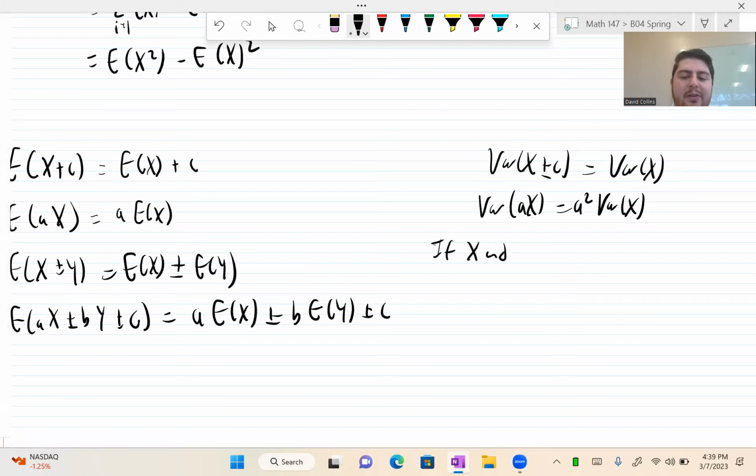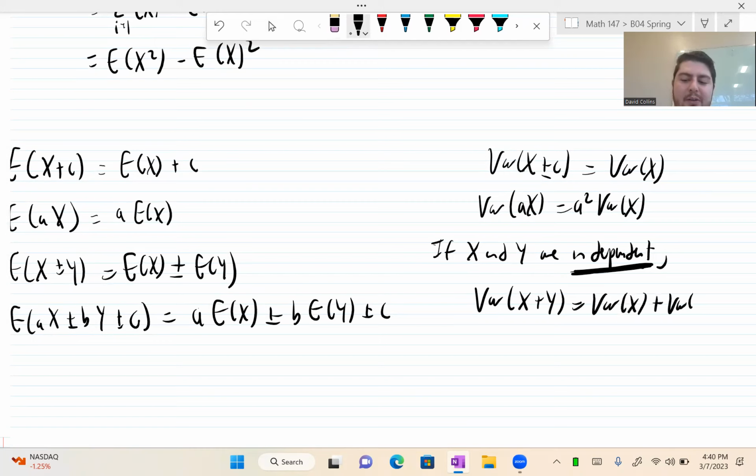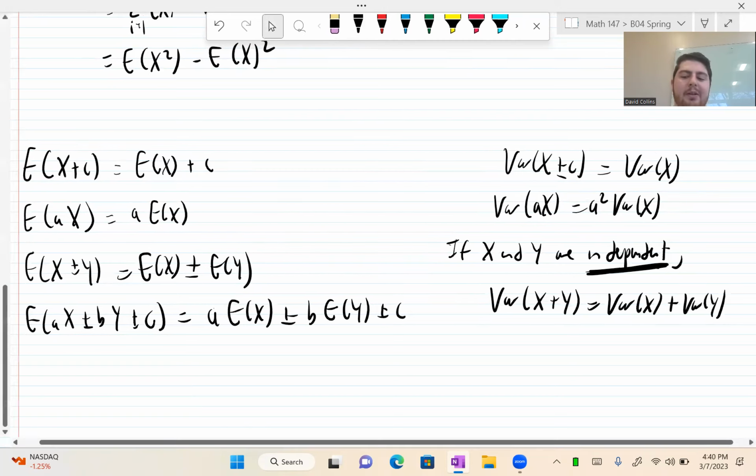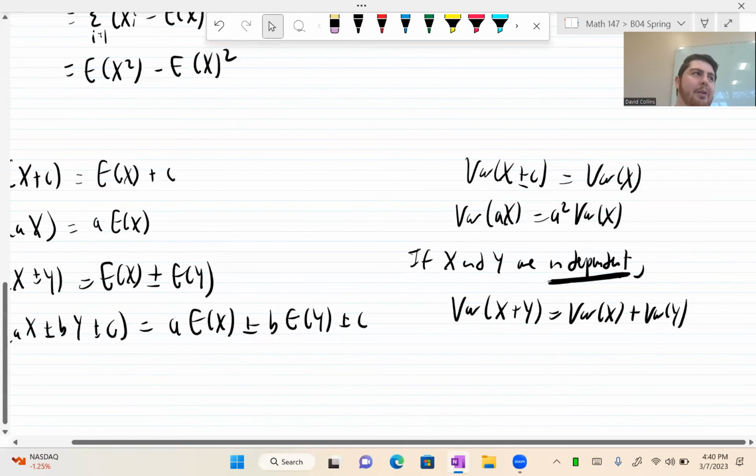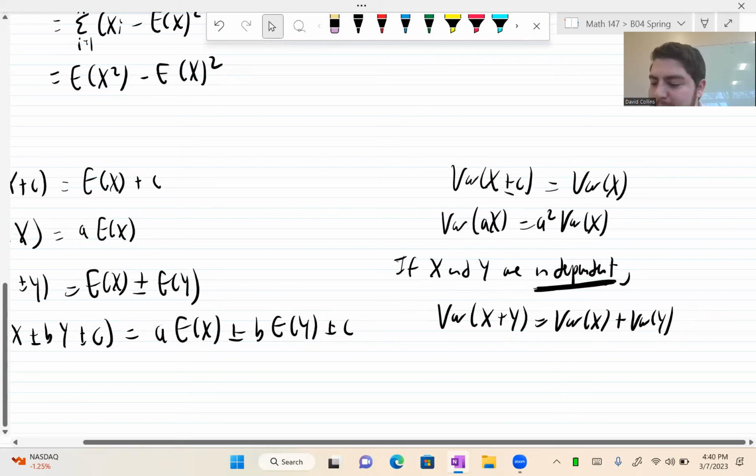If X and Y are independent, it's very important, the variance of X plus Y is the variance of X plus the variance of Y. Remember last week with the probability rules, that's part of the reason why we needed to know about independence. If they are dependent, it introduces a thing called a covariance term. You don't need to know it for this class, which means everything you'll be working with will be independent if you need to manipulate it.